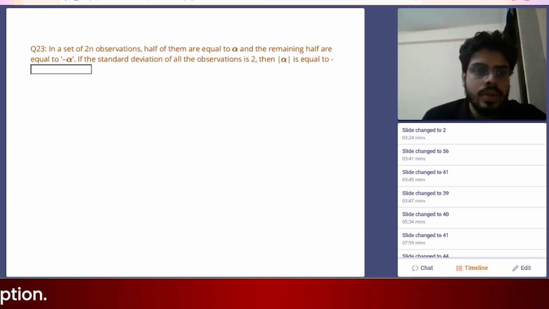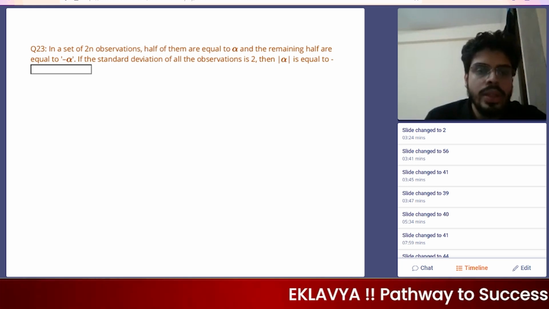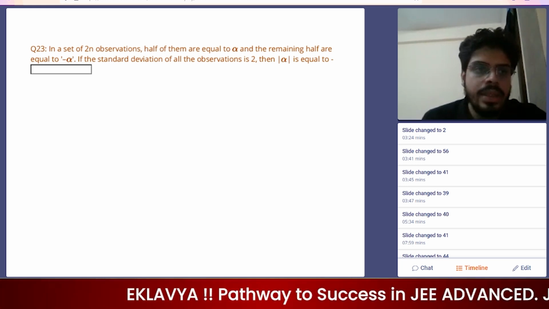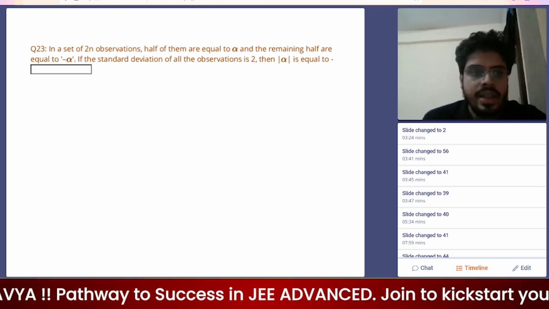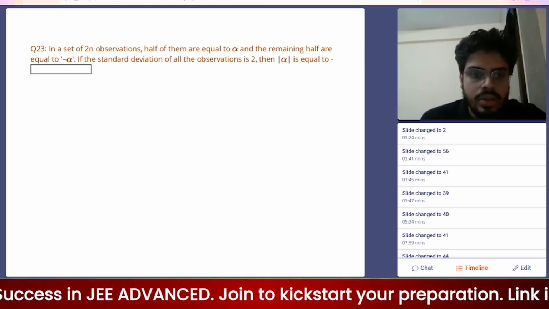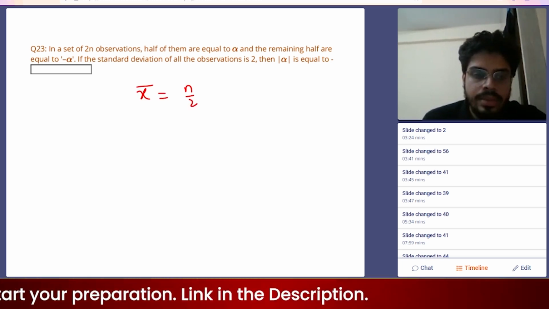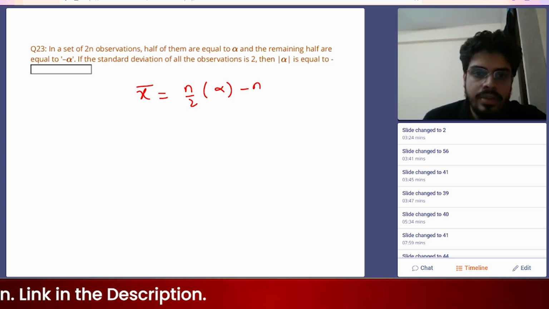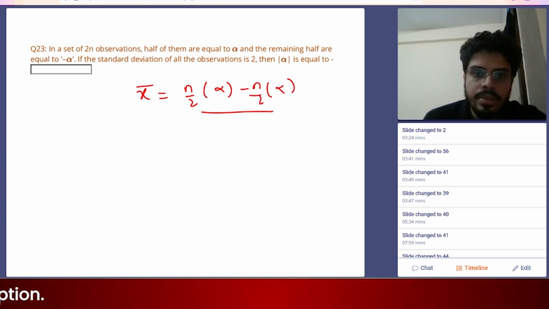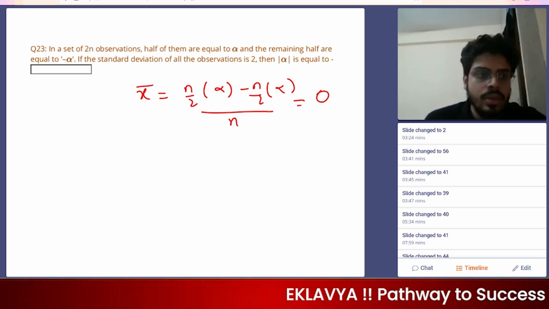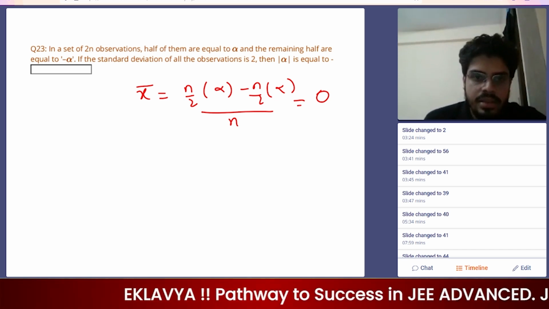Now question number 23. In a set of 2n observations, half of them are equal to alpha, and the remaining are equal to minus alpha. So let us find the mean x bar. Half, basically n times alpha and n times minus alpha, upon 2n. So basically the mean is 0.